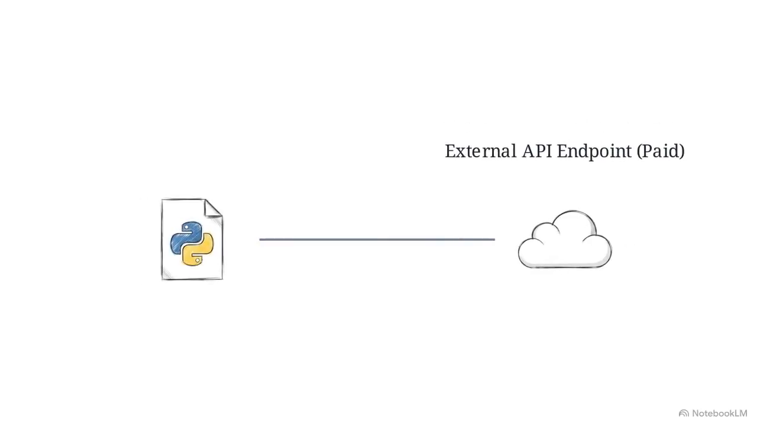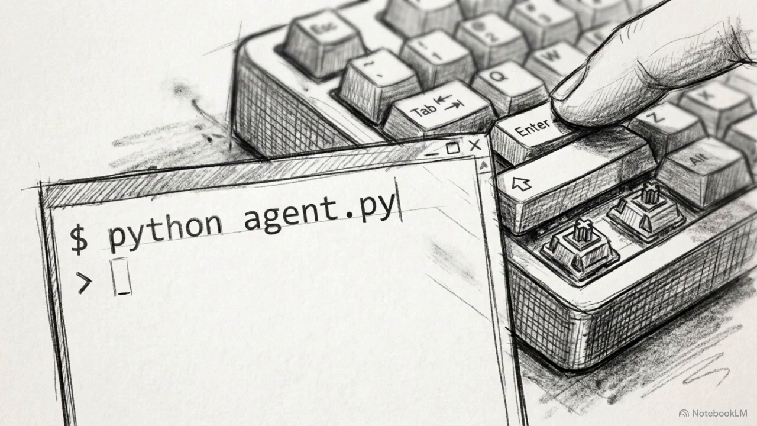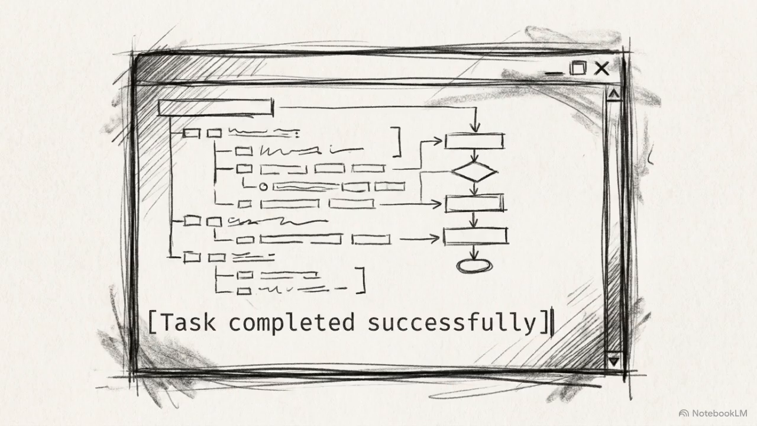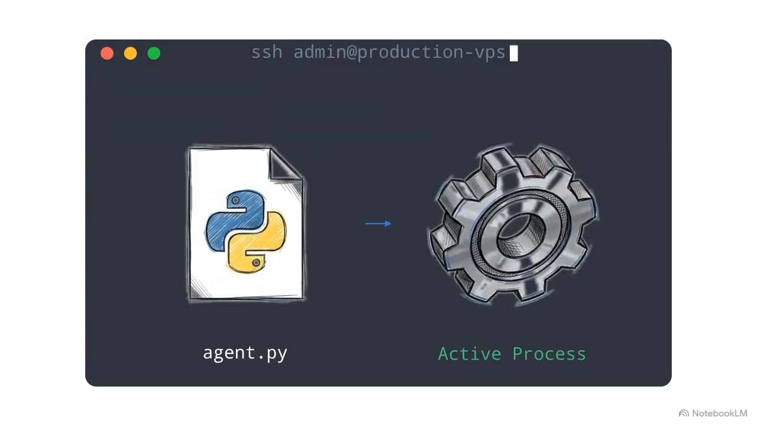Now we write the agent logic. Instead of pointing your code at a paid external API endpoint, you structure your Python script to route its requests directly to Ollama's local port on your server. Run the script manually in your terminal. You should see it successfully connect to your local model, process the prompt, and output the result. The agent works perfectly right now, but there is a major problem. The exact second you close your SSH session, this entire Python process dies.